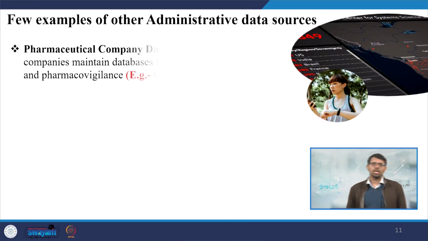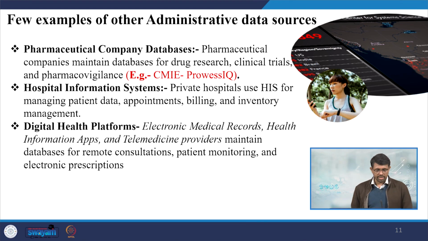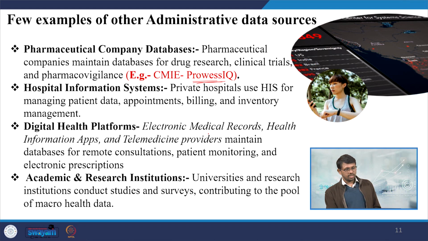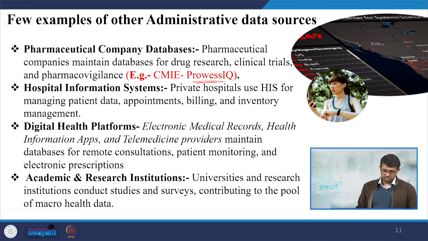Few examples of other administrative data sources are also mentioned here, like pharmaceutical companies and their databases like CMIE ProwessIQ. Usually these are paid, you can follow it. Pharmaceutical companies maintain databases for drug research, clinical trials, and pharmacovigilance, etc. So, ProwessIQ is also referred. Hospital information systems, HIS, MHIS, etc. Private hospitals use HIS for managing patient data, appointments, billing, and inventory management.